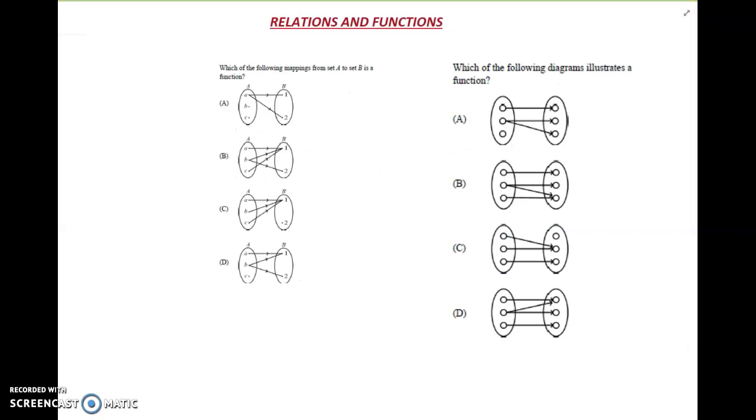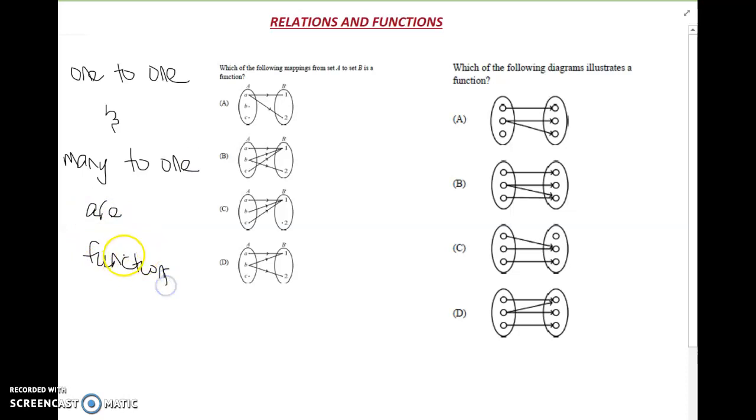So now we're looking at our mapping diagrams, and in these two questions, we want to know which of the following mappings from set A to set B are functions. You see, second question here, you want to know which one is a function. First thing you need to know is that only a one-to-one mapping and many to one are functions. So only one-to-one and many to one, right? So let's look at our diagrams and figure out which one is any of these, right?